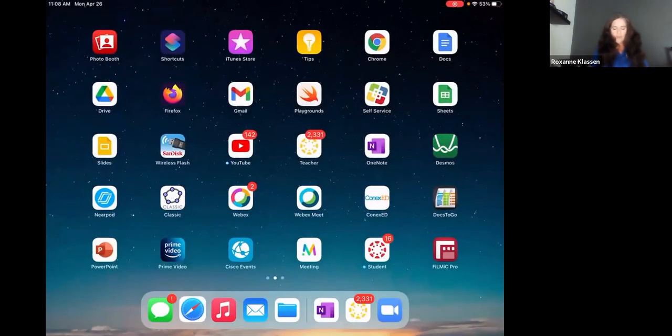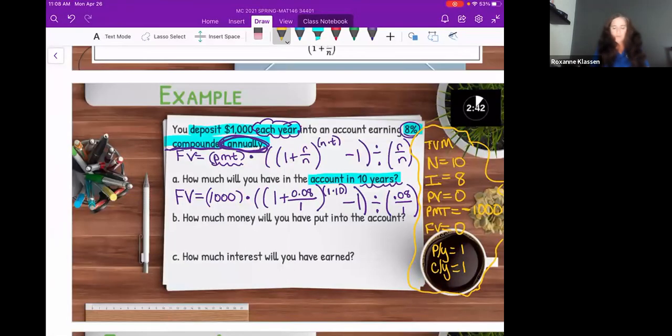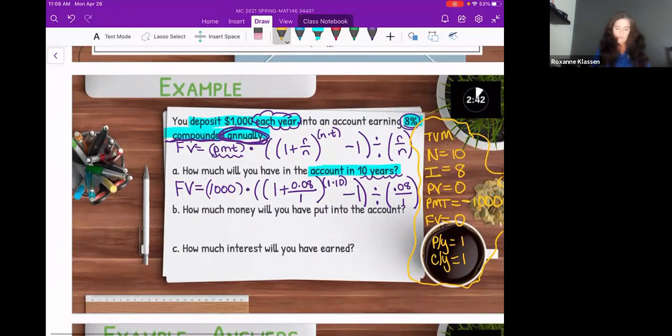Any questions on that first part of this problem? So we got our answer, and our answer was $14,486.56. Anybody have any rounding issues, trouble with that? That should be your answer. Great strategy, Zebby. Try it both ways.